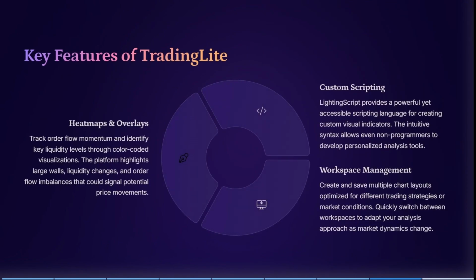So first of all, the heat maps and the overlays. This really is outstanding. You can track order flow, momentum, and identify key liquidity levels through color-coded visualizations. The platform also highlights large walls, liquidity changes, and order flow imbalances that could signal potential price movements before they actually happen. It also uses custom scripting.